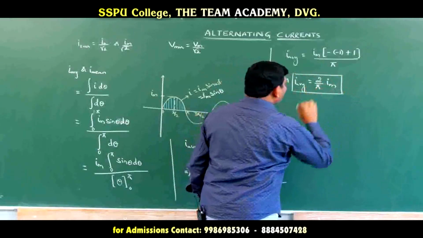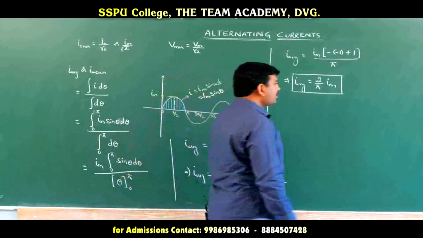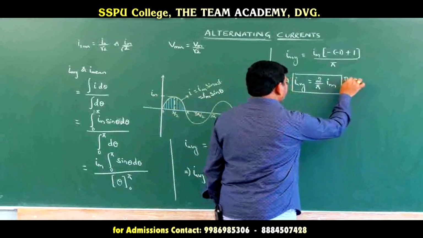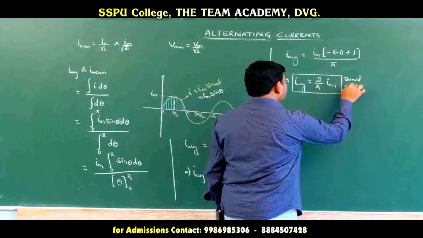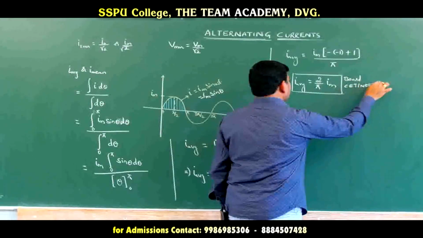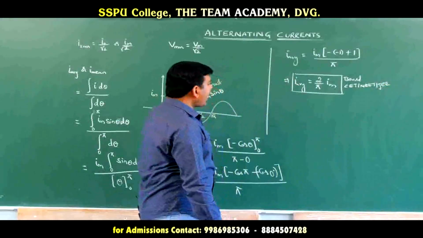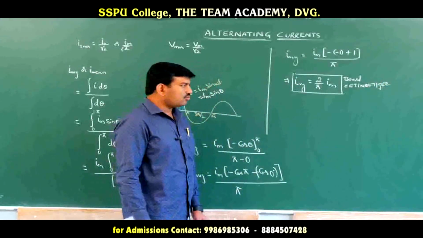This is one more important term that is used for board 2-mark problems up to the competitive level of examinations. For board exams and for CET, NEET, all kinds of examinations this is useful. So finally, what is the average current formula? I average is equal to 2 by pi into Im.